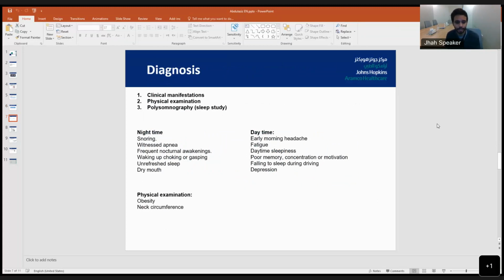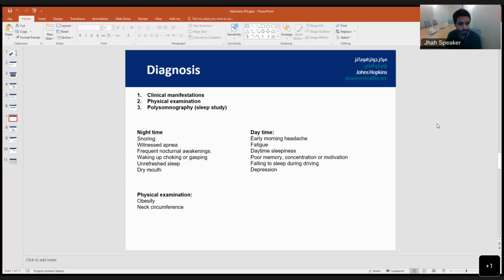So during the nighttime, you're going to hear snoring. Most of the obese patients, once they sleep, you're going to hear snoring. What does that tell you? Snoring is a sign of partial obstruction of the airway, especially the upper airway. And if the patient snores, he might have obstructive sleep apnea.